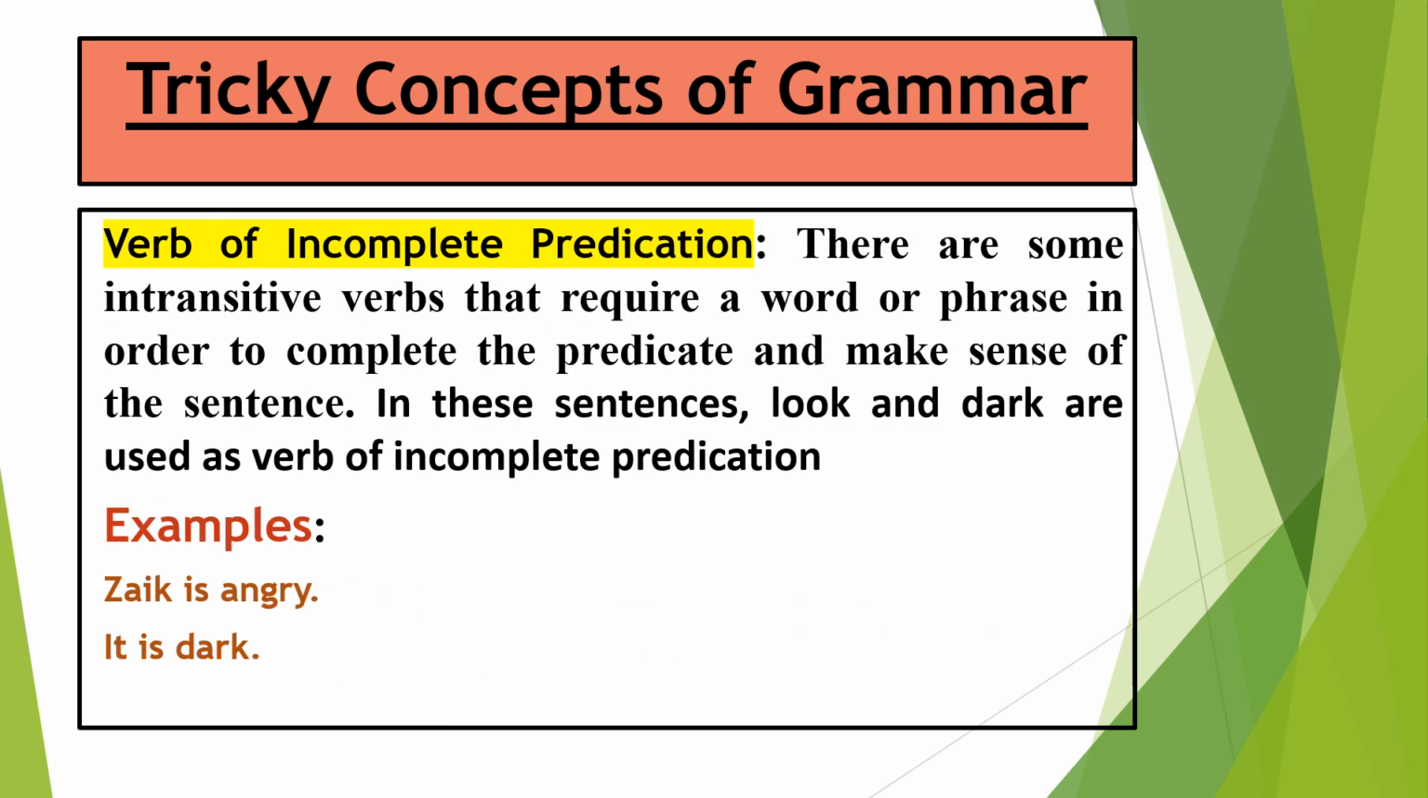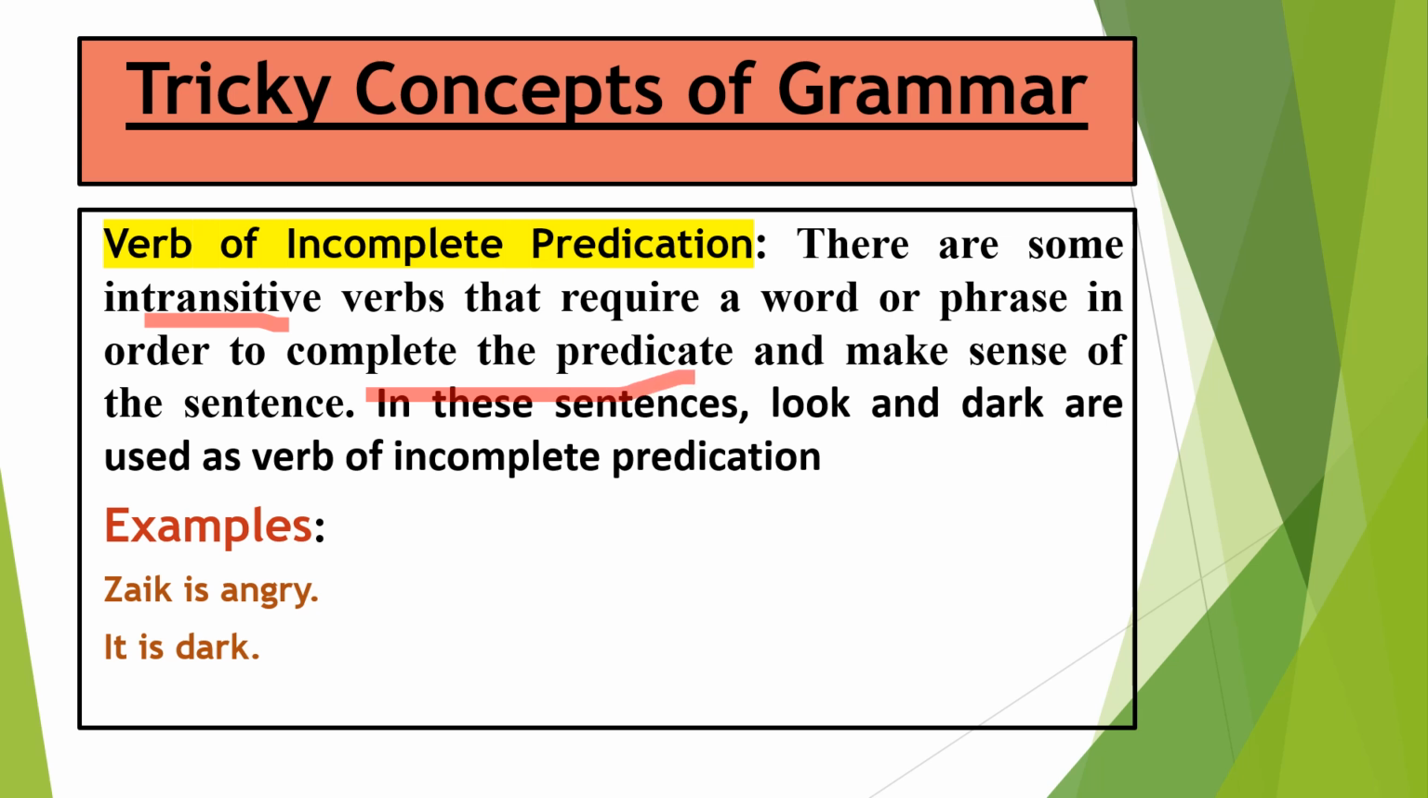Now moving on to the other concept, that is verb of incomplete predication. There are some intransitive verbs. Now what are intransitive verbs? First thing is that intransitive verbs are used to tell us or show us the state or condition of the subject. Secondly, when we have an intransitive verb in a sentence, this is a clue for the students: we do not have a passive voice. We do not have its passive voice, but for a transitive verb we will have a passive voice. And this requires a word or phrase in order to complete the predicate and make sense of the sentence.